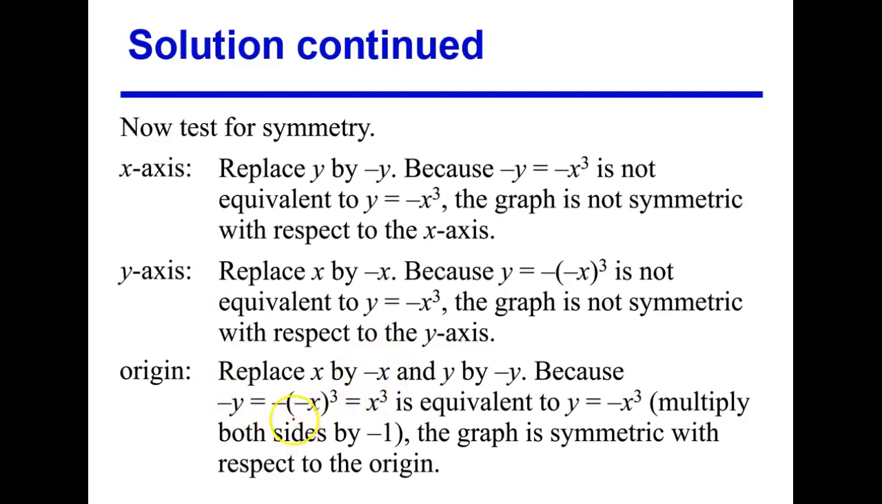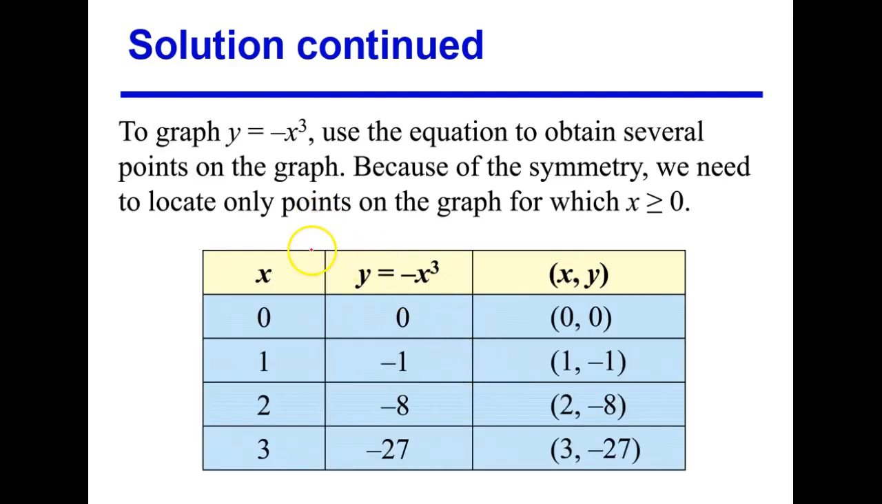I replace both x and y with negative x and negative y, and simplify, so I see that this one is symmetric about the origin. Okay, so now I can find some points and plug them in. Well, I know this one already because this was my intercept that I've already found. So now I just pick a couple extra points and plot those.